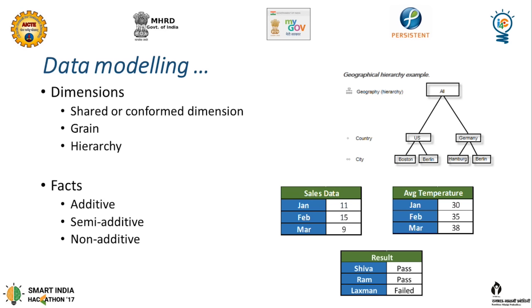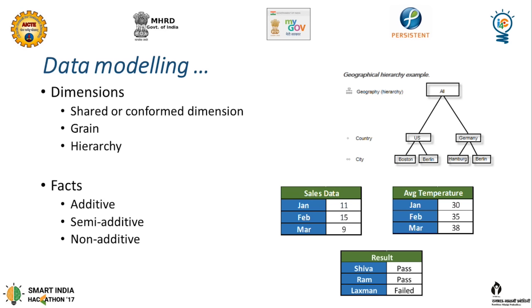We'll move to the third part, that is non-additive. Now let's take an example which is again close to you, that is result, right? So you can see in this table, Shiva is pass, Ram is pass, and Lakshman is failed. Now these are 3 students, and can I add this? I can't. Can I subtract? No. Can I do average? No. But is it a factual information? It is, isn't it? I can say that out of 3, 2 students are pass, but on their own I cannot add pass plus pass or pass minus failed. That is why these kind of facts are called non-additive facts. I think you must have understood.